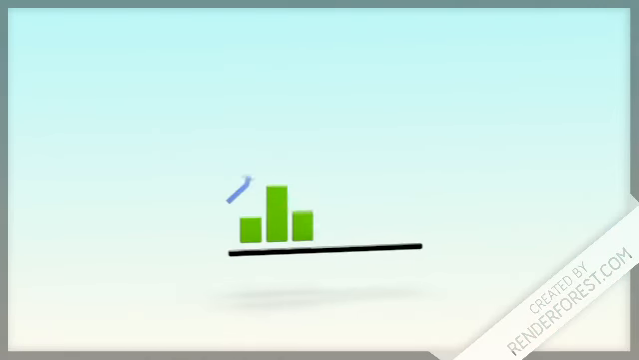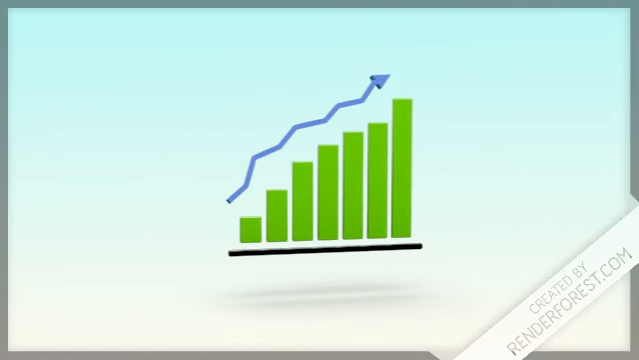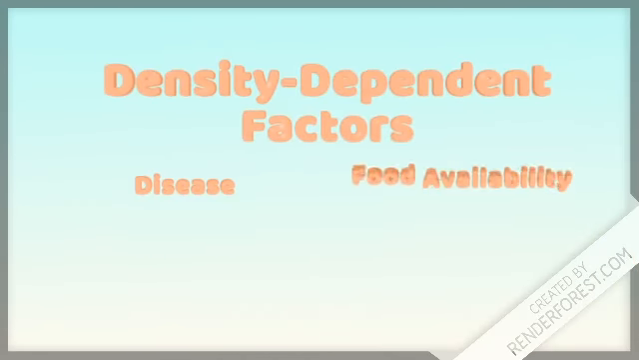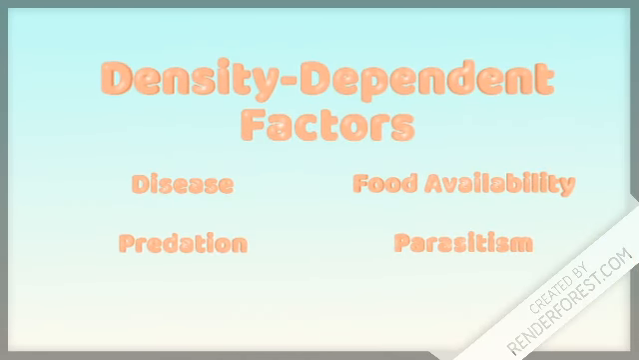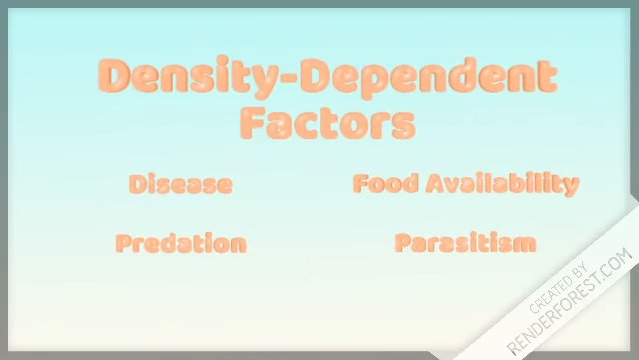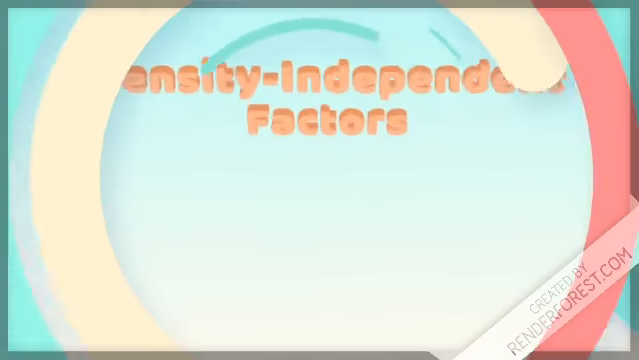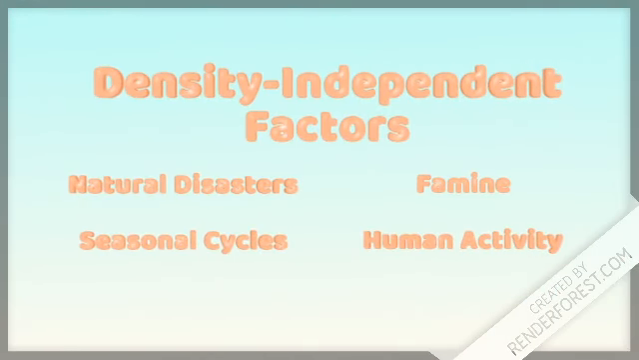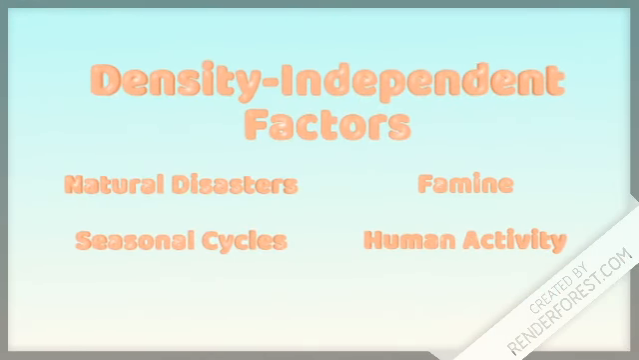Populations of an ecosystem are also dictated by its carrying capacity, which is the maximum number resources allow for. This is based on a number of factors. Density-dependent factors include disease, food availability, predation, and parasitism. These are caused by the population's density. Density-independent factors, which aren't controlled by the population, include natural disasters, famines, seasonal cycles, and human activities.